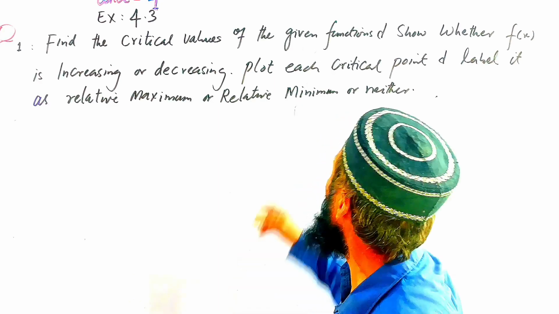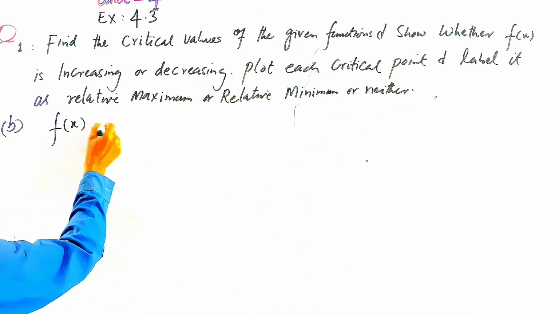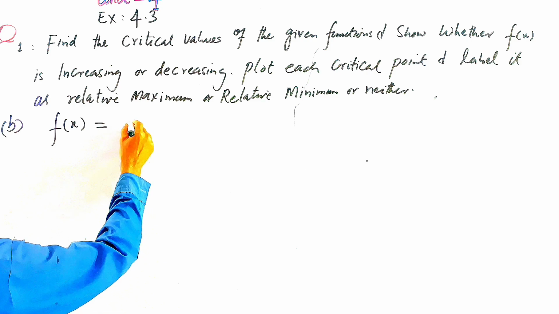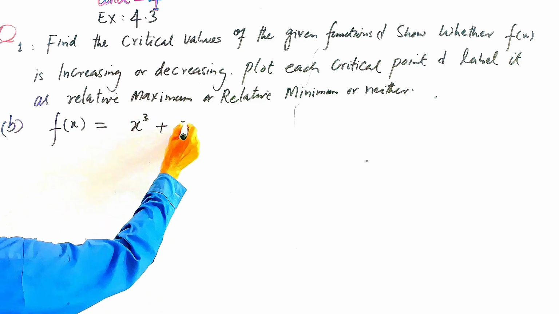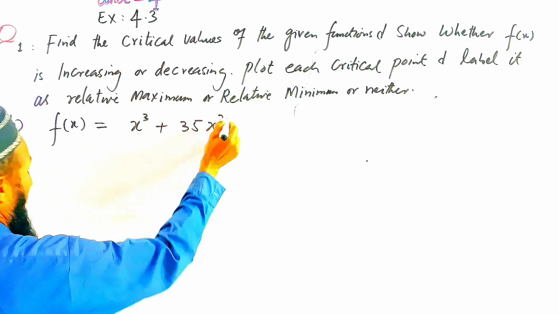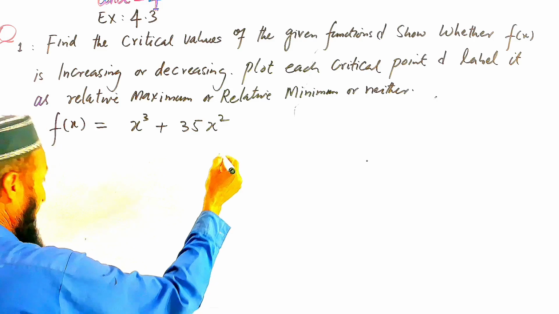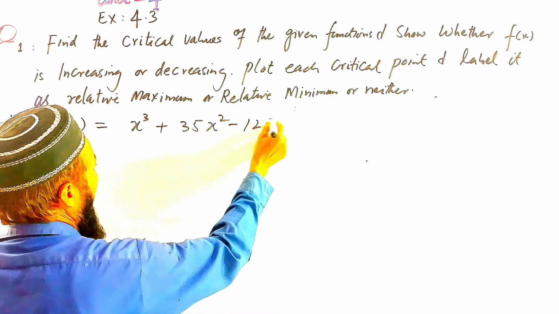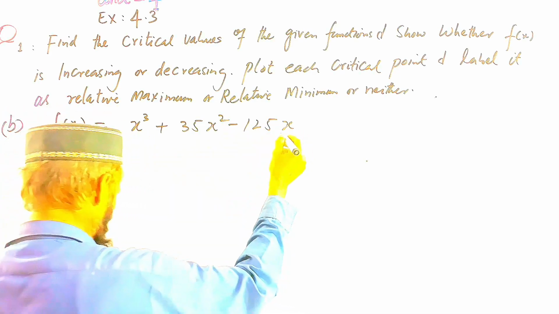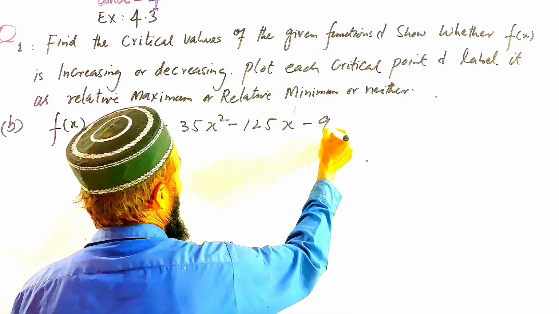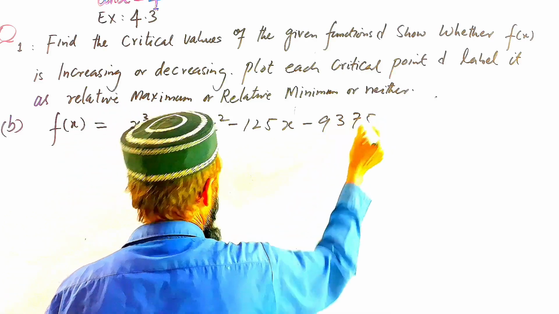Find the critical value of the given function y is equal to x cube plus 35x square minus 125x minus 9375.